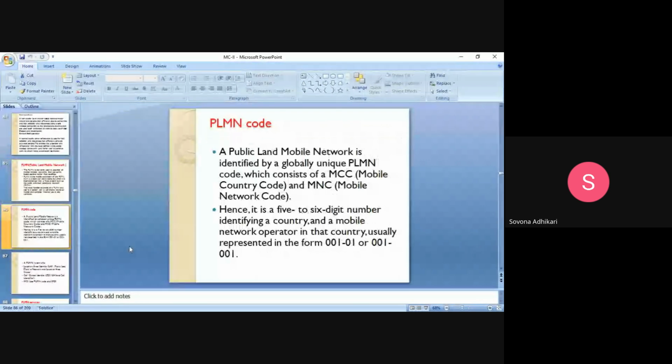A public land mobile network is identified by a globally unique PLMN code, which consists of an MCC, mobile country code, and an MNC, mobile network code. Basically, every country has a different MCC, mobile country code. It is a 5 to 6 digit number that identifies a country and the mobile network operator in that country, usually represented in the form of 001, 01 or 001.